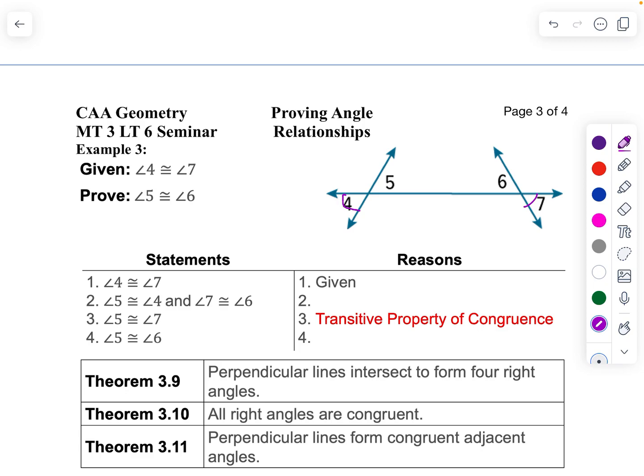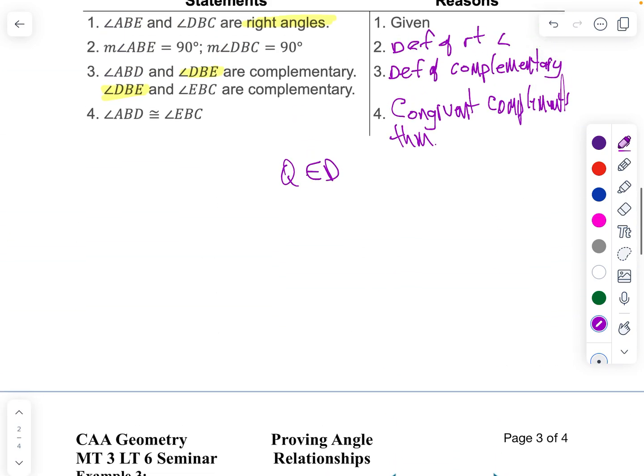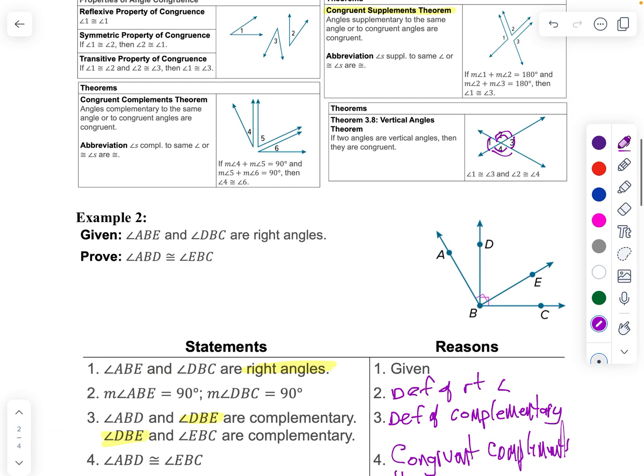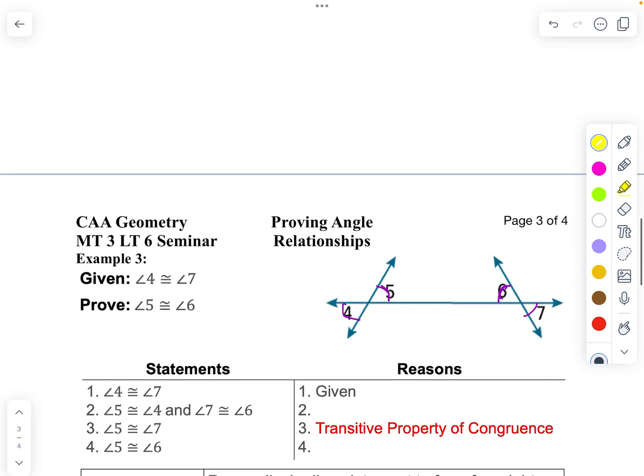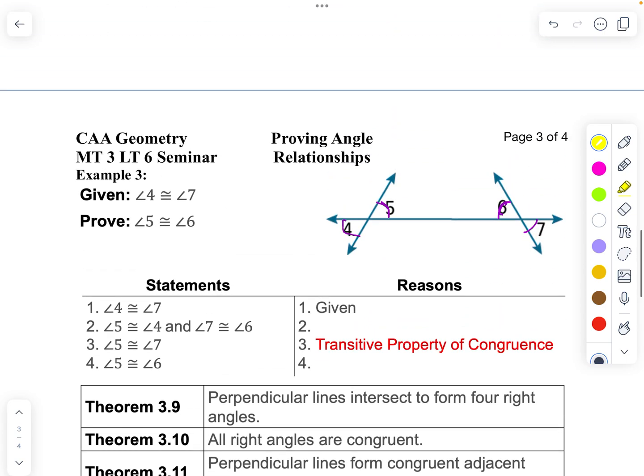Now, we know angle 4 is congruent to angle 7. Why is angle 5 congruent to angle 4? And why is angle 7 congruent to angle 6? Notice they're across from each other. That's one of the theorems we just talked about on the previous page. That's your vertical angles theorem. If you do this in your textbook, sometimes they call it the vertical angles property. As long as you have vertical angles, I don't care what you write.